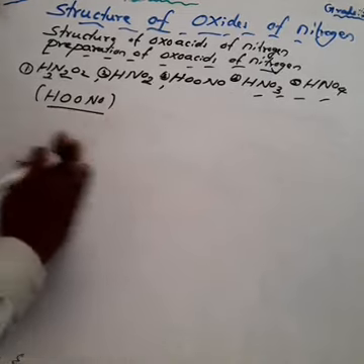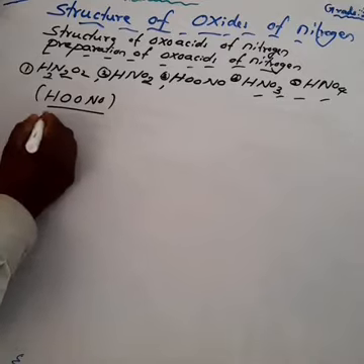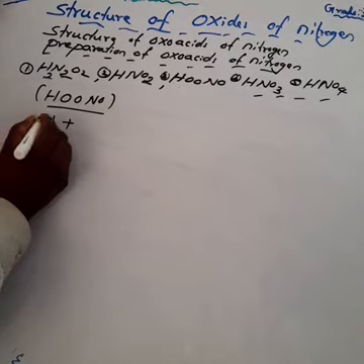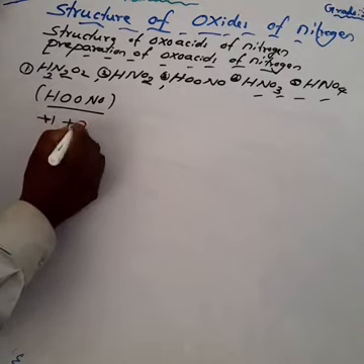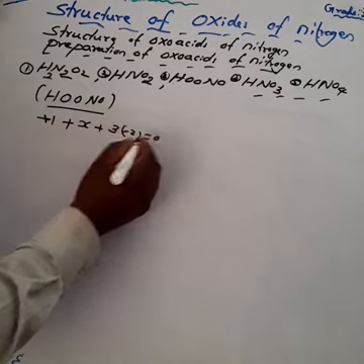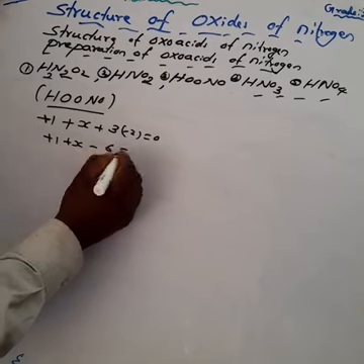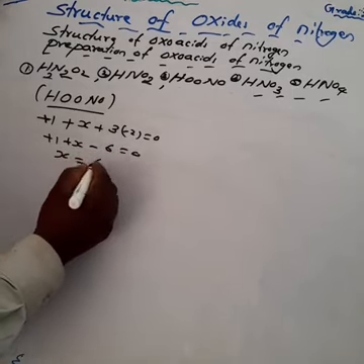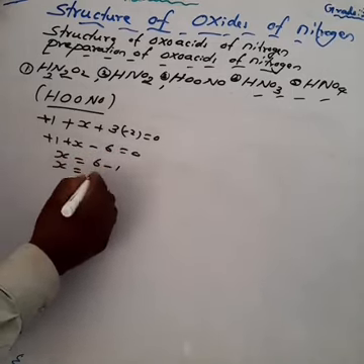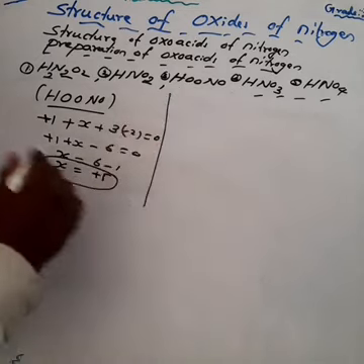Next you have to find out the oxidation state of pernitrous acid. The formula is HOONO. 1 hydrogen atom is +1 and the nitrogen is taken as X. Next, 3 oxygen having 3 into -2, equal to 0. So +1 plus X minus 6 is equal to 0. X is equal to 6 minus 1, X is equal to +5 oxidation state.